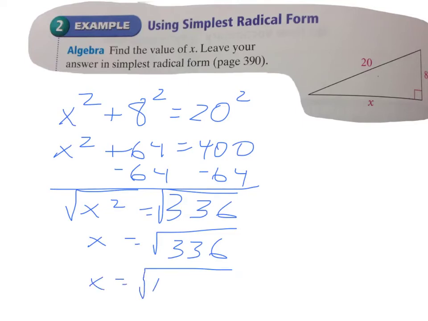On this one, 16 goes in there 21 times, so x is going to equal the square root of 16 times the square root of 21. So our third side of the triangle is going to be 4 times the square root of 21, which is your answer to example 2.